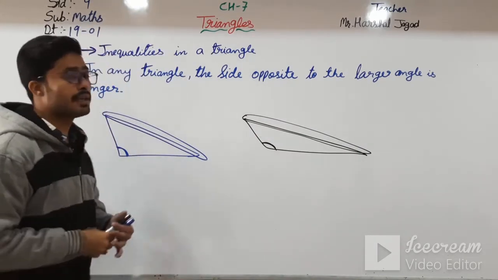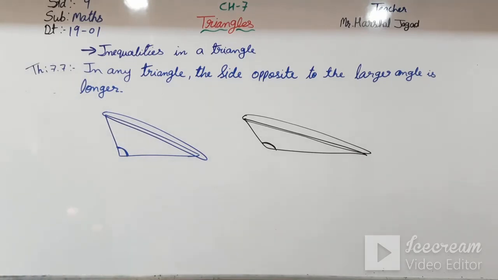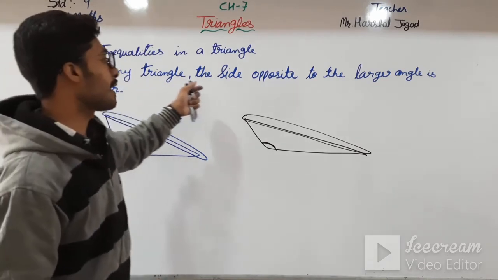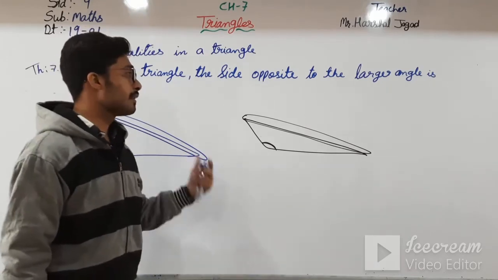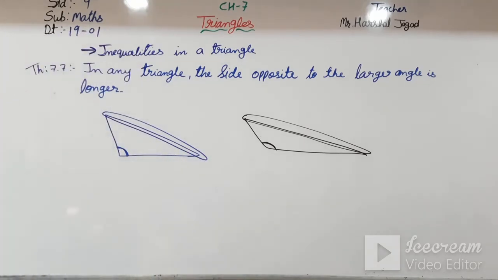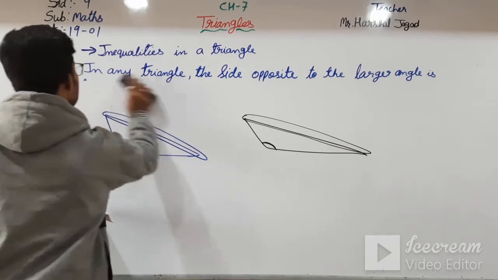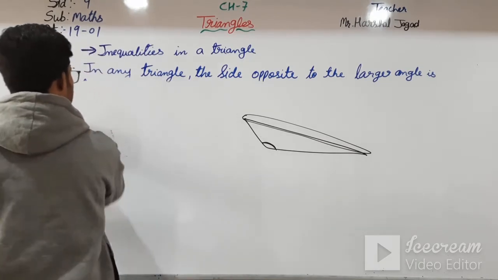First of all, I am reading that theorem: if two sides of a triangle are unequal, the angle opposite to the longer side is larger. And in this one, in a triangle, the side opposite to the larger angle is longer. They are just telling the opposite to us. Now moving further, you can see another theorem is given. So let us see that.